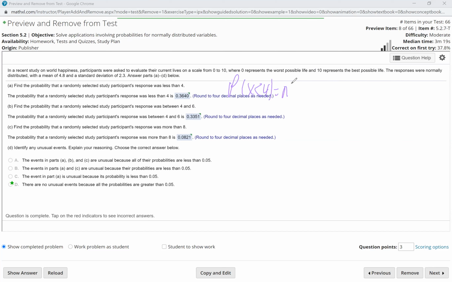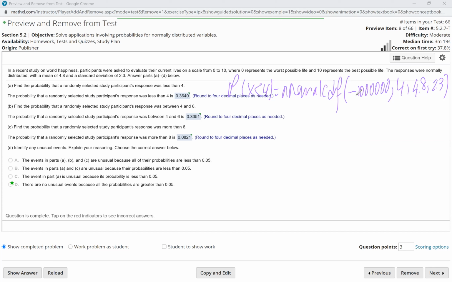That will be normal CDF, negative 1,000,000, 4, and then the mean is 4.8. And the standard deviation, guys, is 2.3. And then you find this probability.